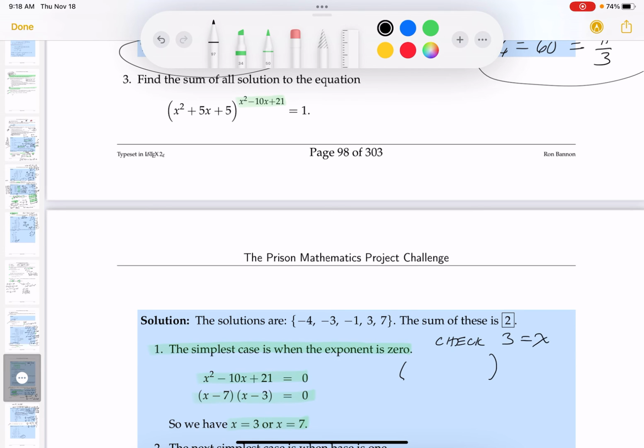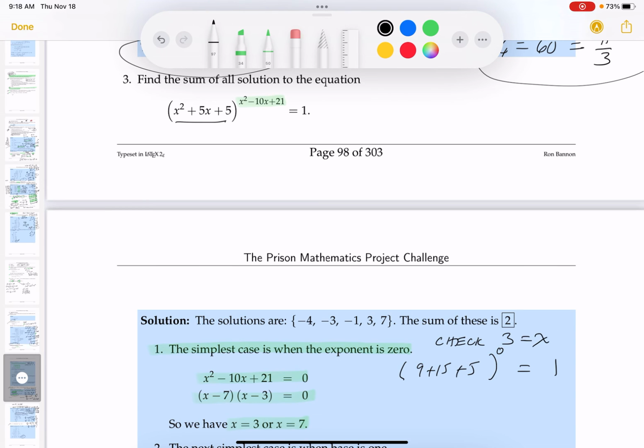And what do you notice about that? The exponent would be 0. And over here, I hope you realize if you plug in 3 here, this would be a non-zero number. What do you get? You get 9 plus 15 plus 5. It's an easy number to compute, but it's certainly that raised to the 0 power is 1.